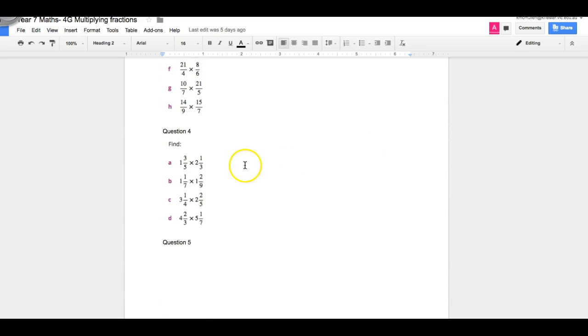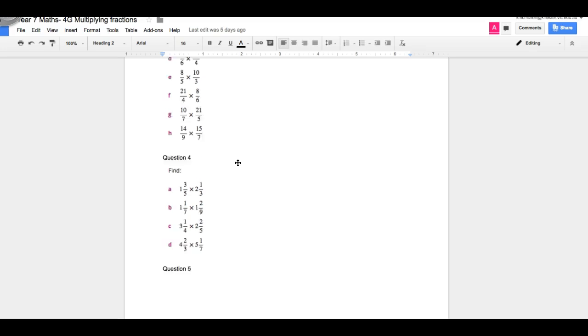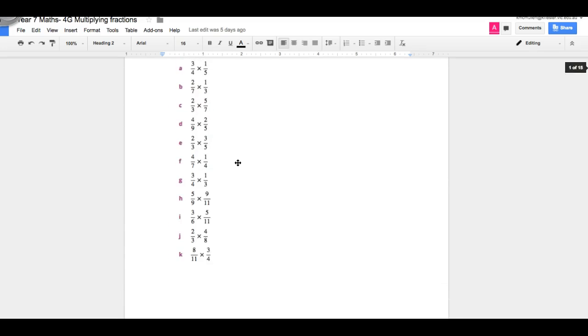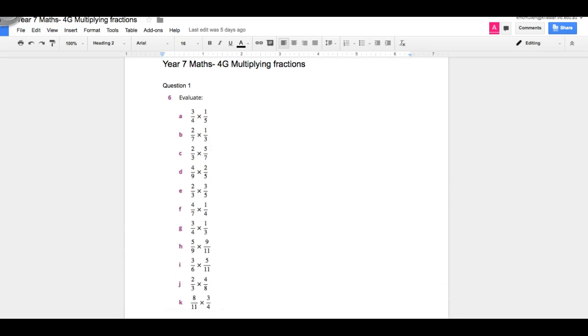Okay, so when we get to questions like question 4, where you have a mixed number, that becomes problematic because you're going to have to change that mixed number into an improper fraction. But we'll cover all the questions on this sheet. So if you are having a little bit of trouble, we'll definitely get to those harder questions at the end. But let's just start off with some basic ones, because you're probably thinking, well, what do you mean we just multiply the fractions and why is it so easy?